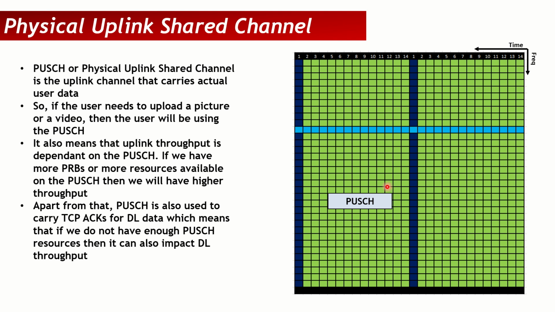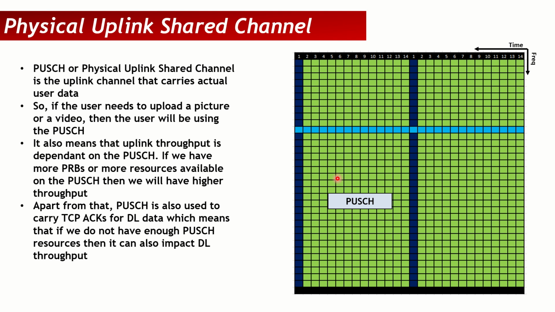So for instance, if let's say I'm uploading this YouTube video, the data that I will send in uplink for the upload will be carried by the PUSCH. That also means that the more resources we have on the PUSCH, the higher our uplink throughput or uplink data rate will be, or I can quickly upload the video.